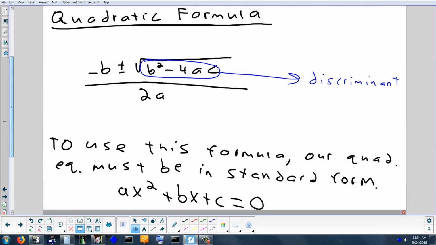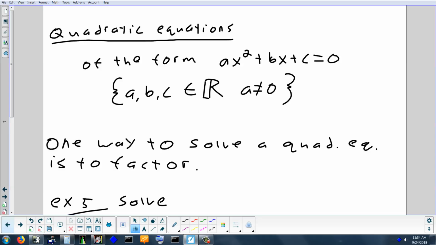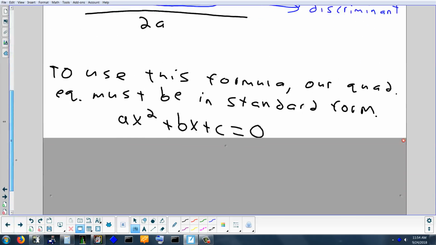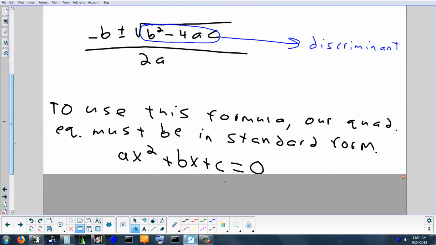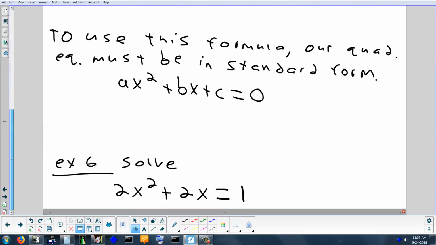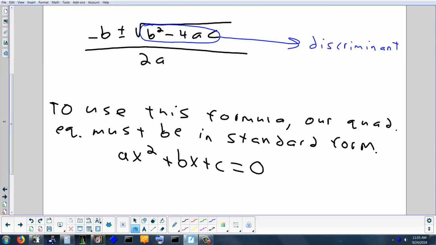Remember, when you're using that formula, if you're wondering where the a, the b, and the c come from, they come from setting it equal to 0. So you've got to get the equation looking like that first. It's got to be equal to 0, just like when you factor. Does everyone have the formula that needs to write? Okay. So, let's just try an example.